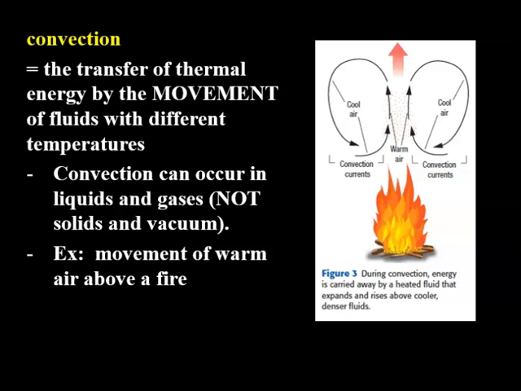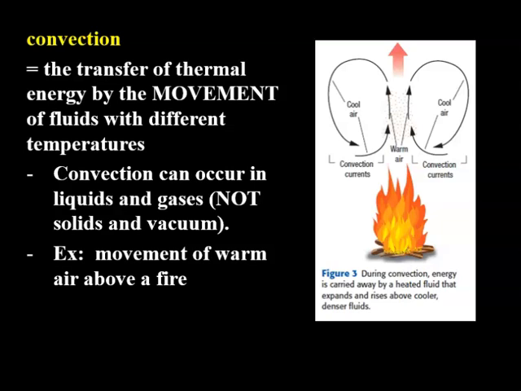Heat transfer can occur by conduction, convection, and radiation. Convection is the transfer of thermal energy by the movement of fluids with different temperatures. A fluid is a substance that can slide around and past each other. Liquids and gases are fluids because they can move around. Solids are not fluids because solids have particles that vibrate in place, but those particles cannot slide past each other. So convection can occur in liquids and gases, but not in solids because solids do not flow, and not in a vacuum because a vacuum does not have particles.